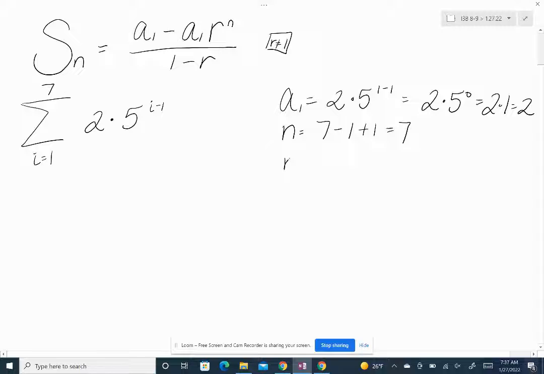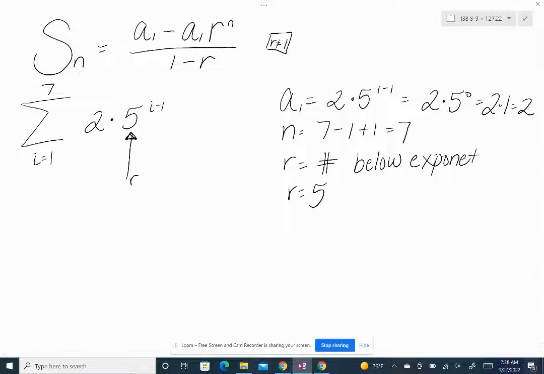And then we're also going to need our r. So our r is going to equal the number below the exponent. So the r in this case is going to be 5. We don't worry about this 2. The 2 stays consistent. But every time for the next few terms, you're going to multiply it by 5. So that's our r. So whatever this number is, that's our r. Don't worry about the 2. Just worry about the 5.